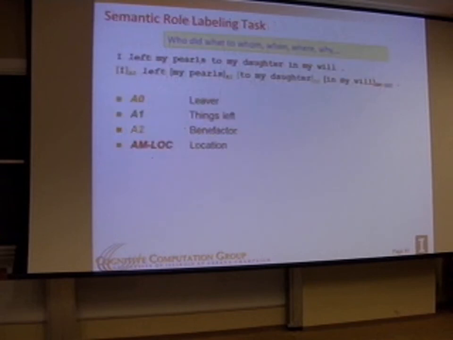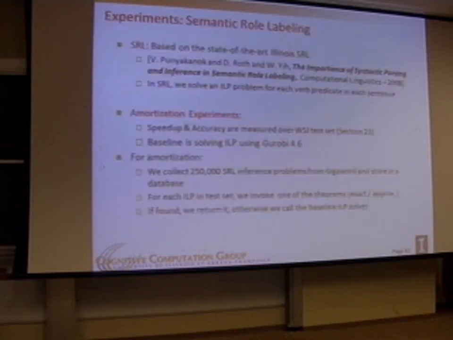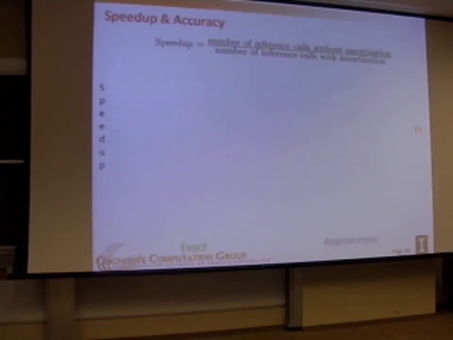What do we get? We do this experiment on semantic role labeling. You know the problem. I just want to mention that we're basically using Gurobi 4.6 as our solver, and for amortization, before we started, we collected 250K SRL inference problems as our cache. Of course, the larger the cache, the better you'll be. Here is what we get.